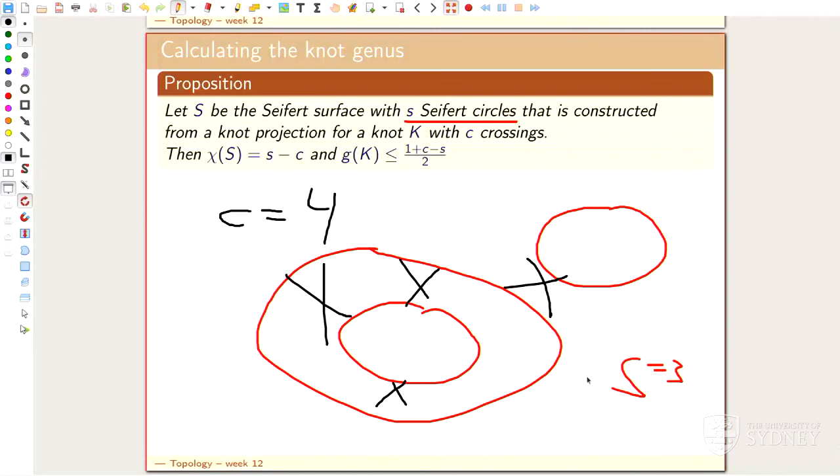And the genus is always smaller than a very easy number to compute out of this information. You just need to count the number of circles, which is easy. You see three red ones here. You need to count the number of crossings, which is also not difficult. And then the genus is always smaller or equal to this number here: 1 plus the number of crossings minus the number of circles, divided by 2. Counting crossings and counting those circles is not so difficult. Actually, quite a nice result.